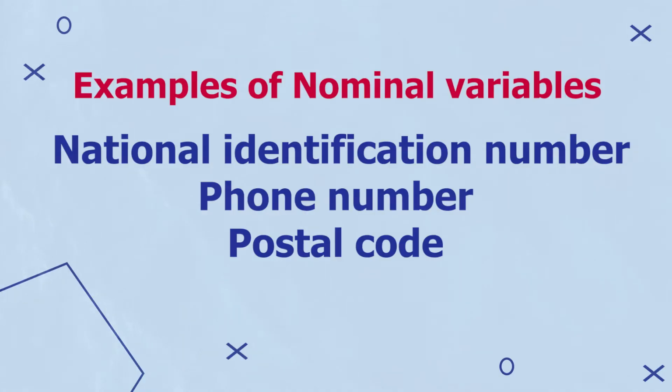On the other hand, categorical variables can exist as nominal variables. Nominal variables represent variables that are used to label names and categorize specific attributes that are being measured. Examples of nominal variables include national identification number, phone number, or postal code. Arithmetic operations cannot be performed on nominal variables.